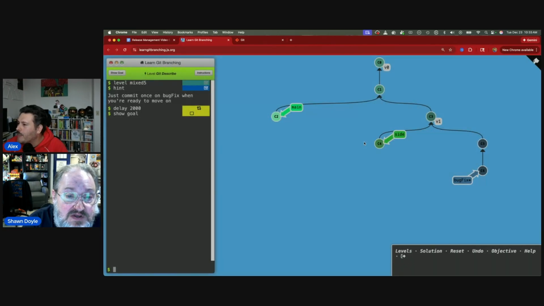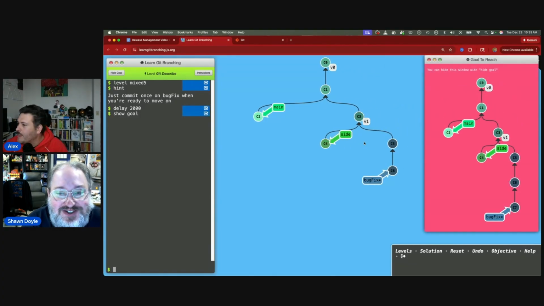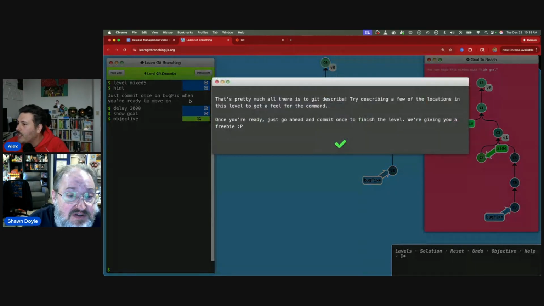Okay, so why is this already solved? Oh, there it goes. Okay, I think we don't need to create tags. I think they're already made. Yeah, they're created. I think all we need to do is call out the command, right? Yep. Just commit once on bug fix when you're ready to move on. That's pretty much all there is to git describe. Try describing a few locations.